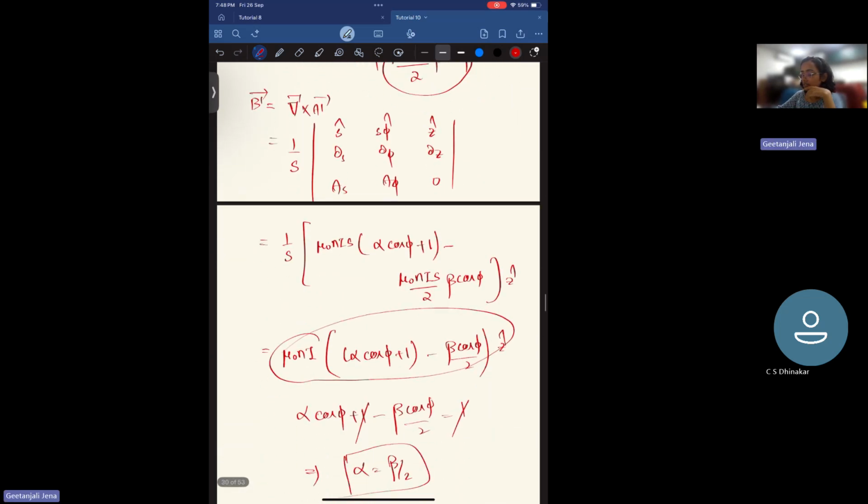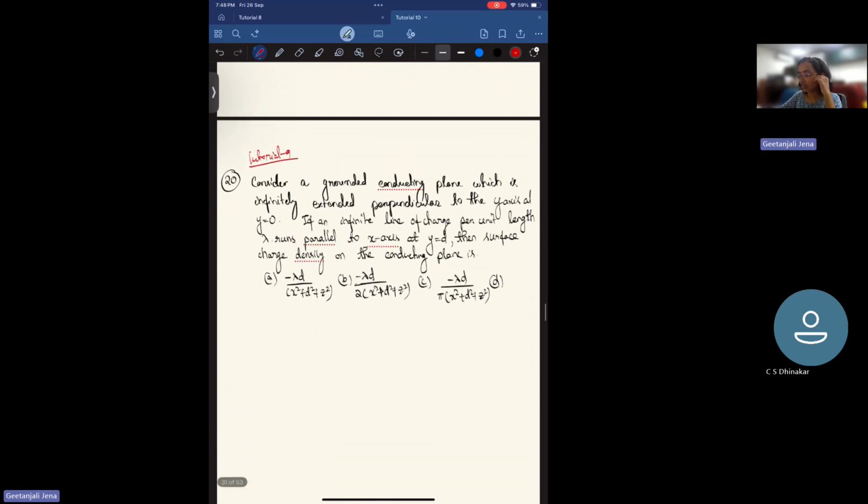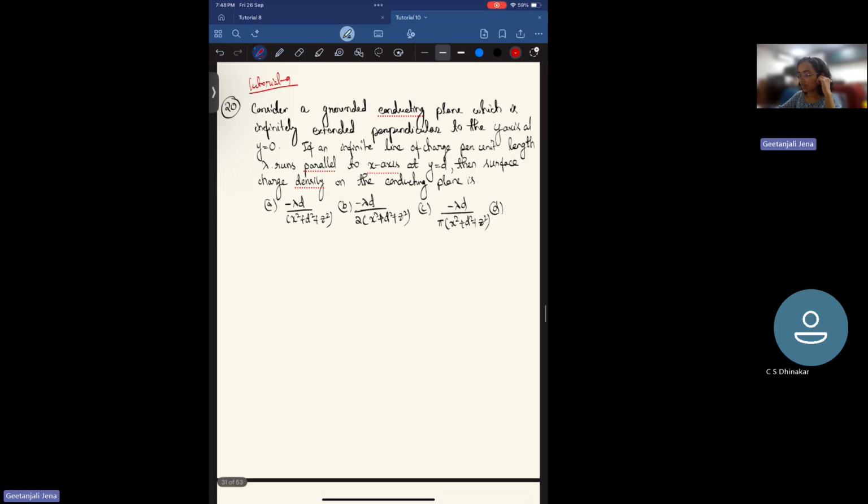So is it clear? Let us solve our last problem of this session. This is the problem that we haven't solved in our previous lab session. So it is related to the method of images.